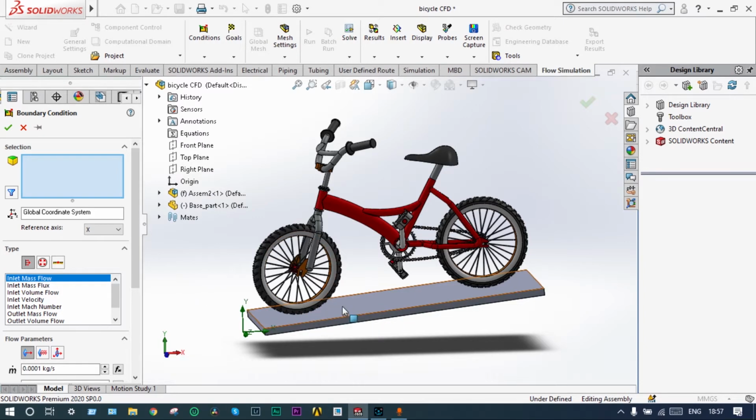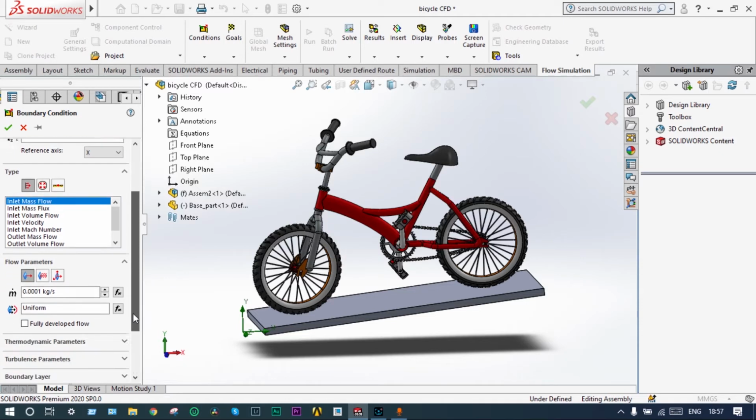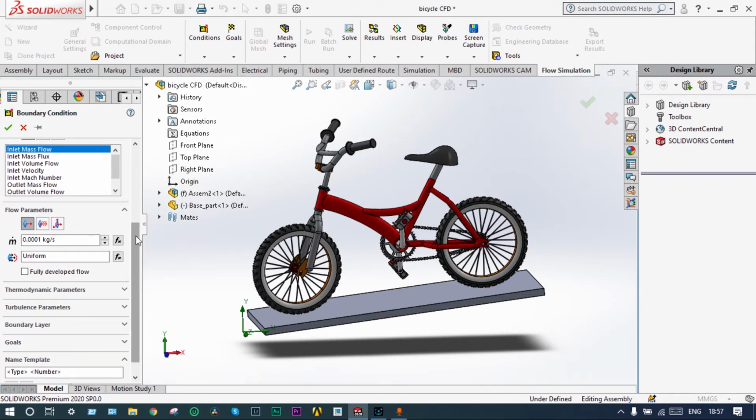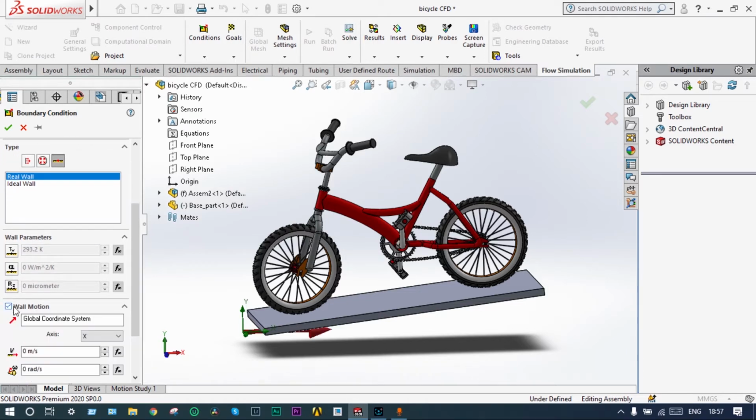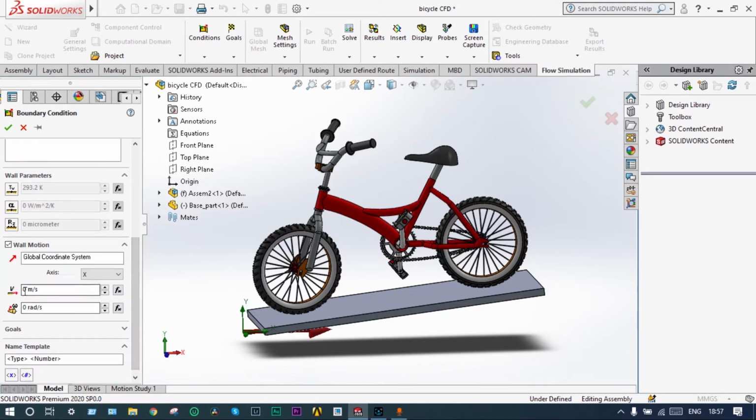So in this case, first of all we are considering the velocity of the base. It will come from these wall conditions. We are considering real wall conditions, and we can consider that wall motion is equal to 40 meter per second. This base is moving with a speed of 40 meter per second in the positive direction of the x-axis. The velocity of the base is equal to 40 meter per second. Therefore, the velocity of the wheel will be minus 40 meter per second. Okay, this is done.